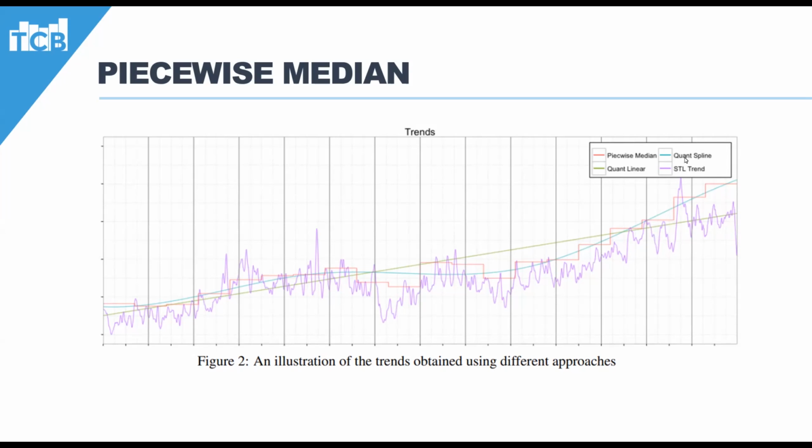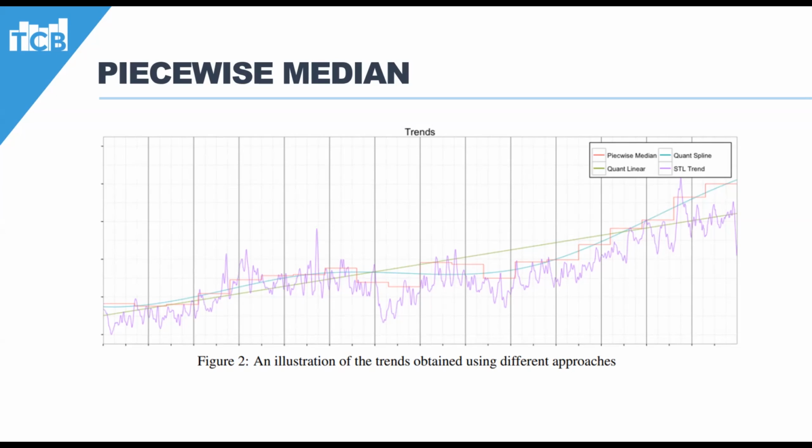whereas the other two pretty common classical techniques, quant spline, quant linear, employ a loess smoothing, and it's much more smoothed out, and you're going to miss various breaks and trend changes in this time series.